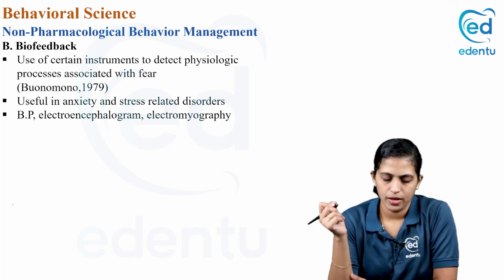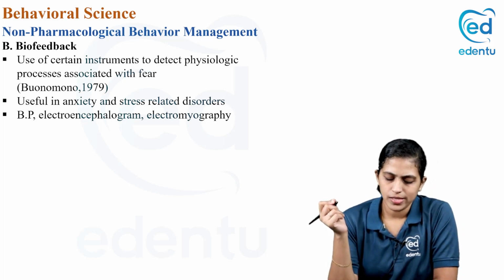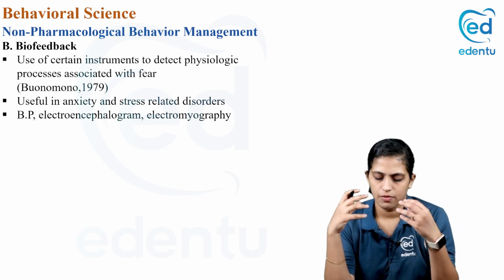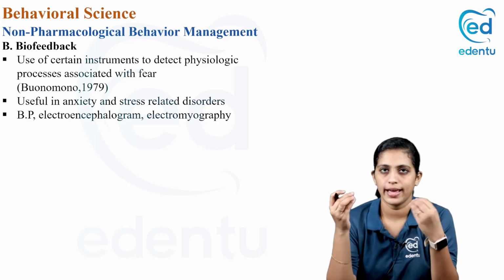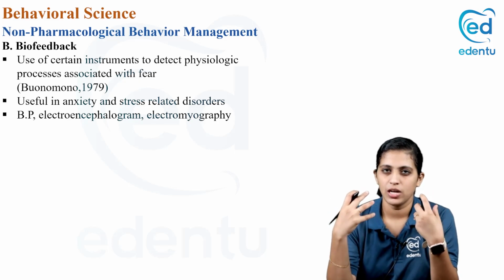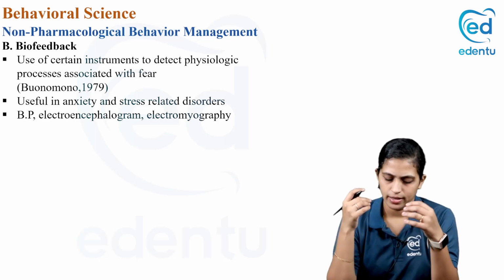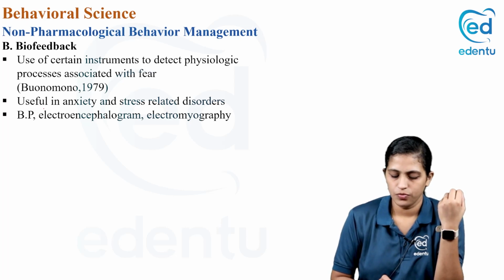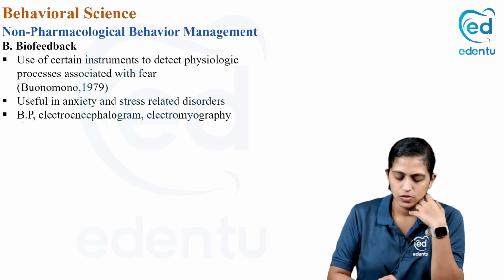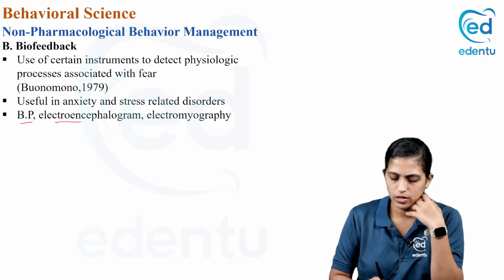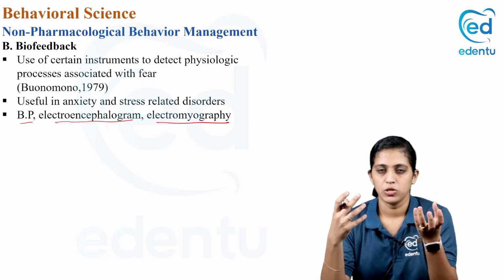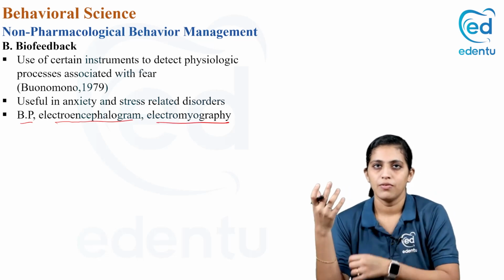Next technique is biofeedback. This is the use of certain instruments to detect physiological processes associated with fear. There are different machines that measure our vitals, things like BP, etc. It is useful in anxiety and stress related disorders. We use BP, electroencephalogram, electromyogram, ECG, etc. BP machines are used, so we can measure the level of anxiety in the patient.